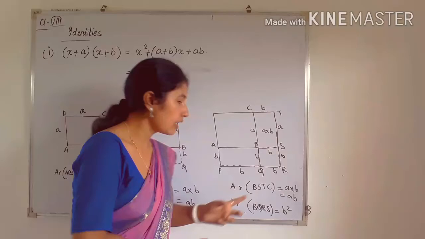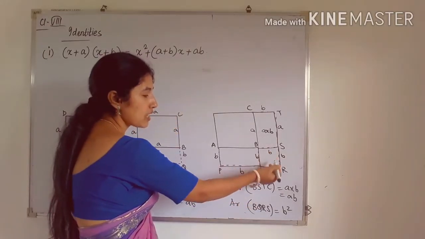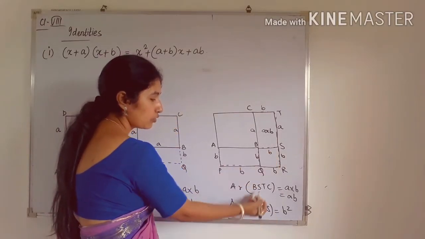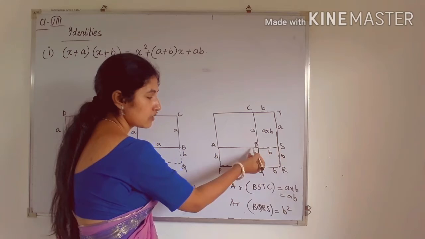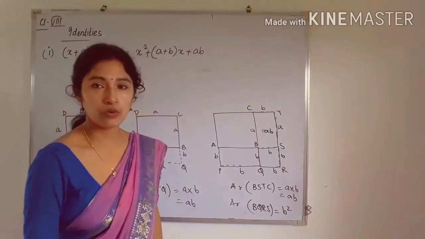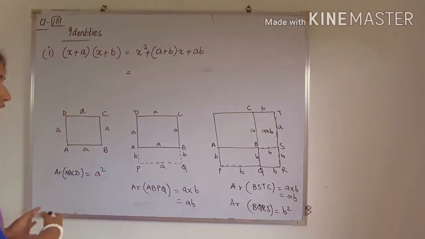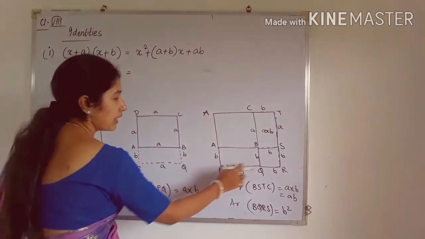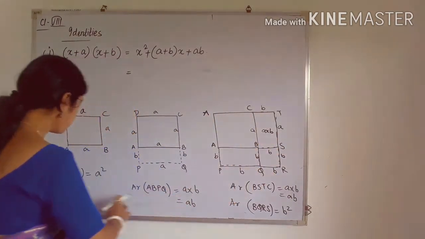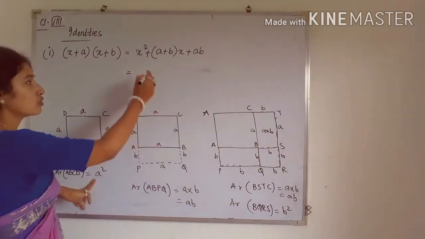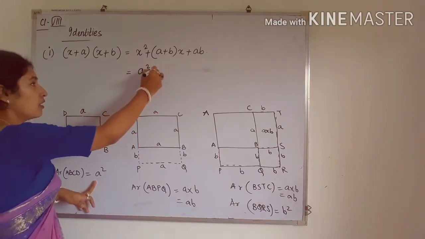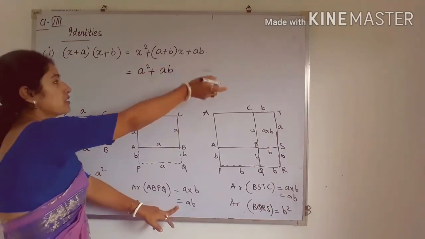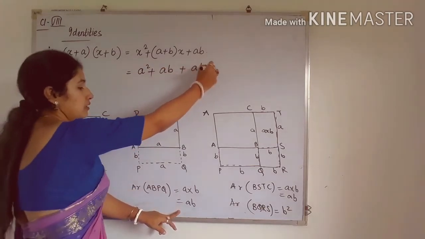So here the area will be what? This is a square, that means side square, so side is B. Therefore the area of BQRS, this is a square, will be B square. So what will happen if I add all the areas, and if I want to find the area of APRT, what will be the area? Yes, we have to add all the areas. So A square plus AB plus again AB plus B square.